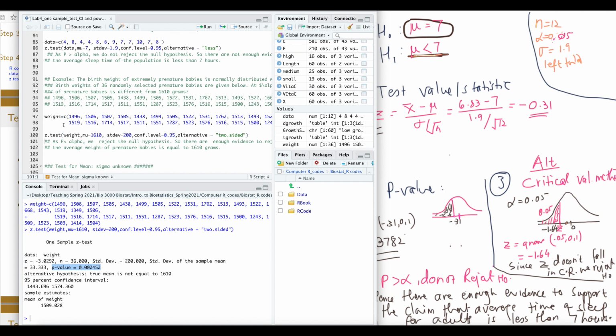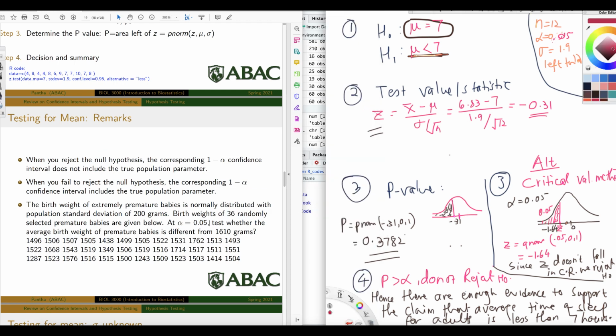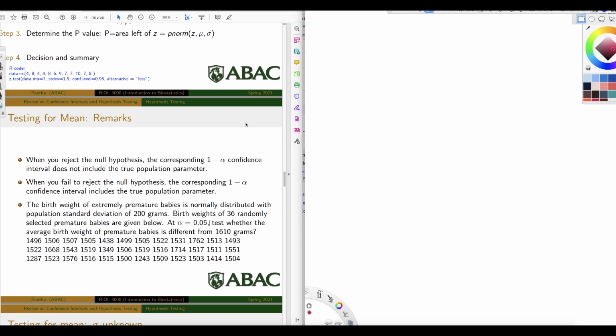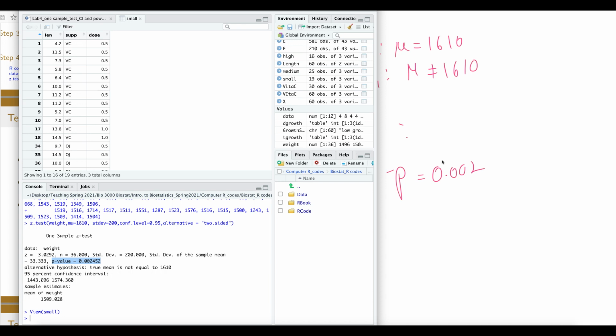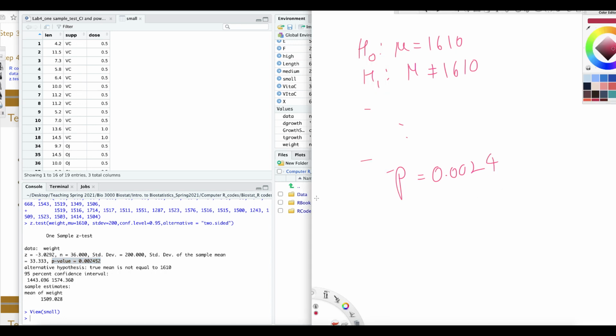So what will be the null hypothesis here? Let me clear that first. So what was your H sub 0? H sub 0 was mu equals 1610, right? What is H sub 1? H sub 1 is mu not equal to 1610. So what is your p-value? You did that in R, and I think you got the p-value, right? Let me make sure. So you got the p-value 0.0024, yes. That is the p-value.